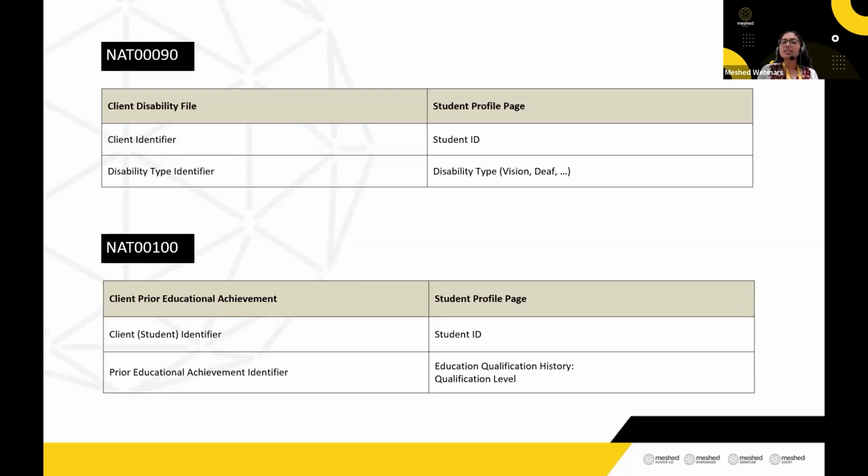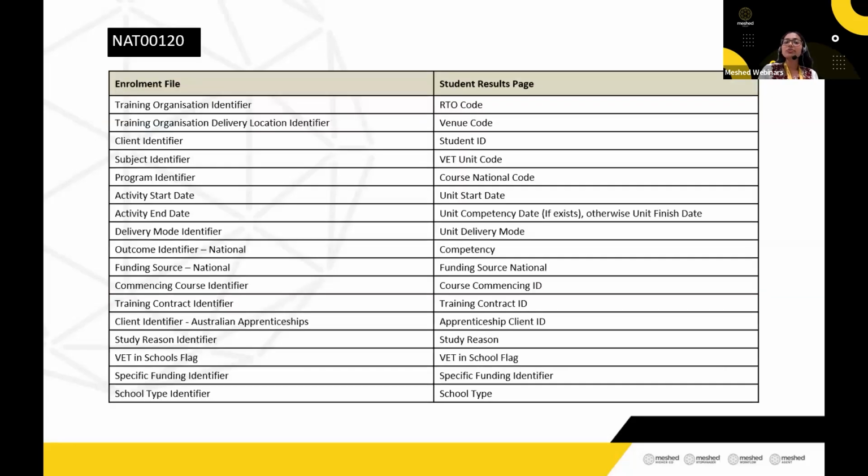So NAT 90, the disability file, contains disability information which comes from the student profile page, and NAT 100 contains any prior educational achievements which again comes from the student profile page. The last two files are some of the most critical files in the whole zip folder.